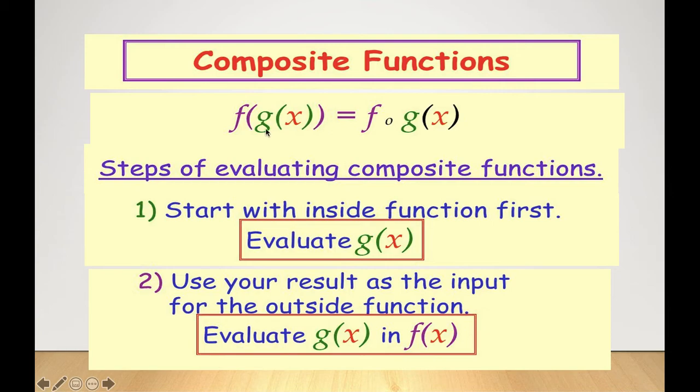Okay, first evaluate g of x, and the result you get for g of x, use that result as input for f of x. So that is what I mentioned here: evaluate g of x in f of x. Use the result as input for the outside function. Here the outside function is f of x. So those are the steps for evaluating a composite function. First evaluate g of x, and then use the result of the inside function to evaluate, in this case, f of x.